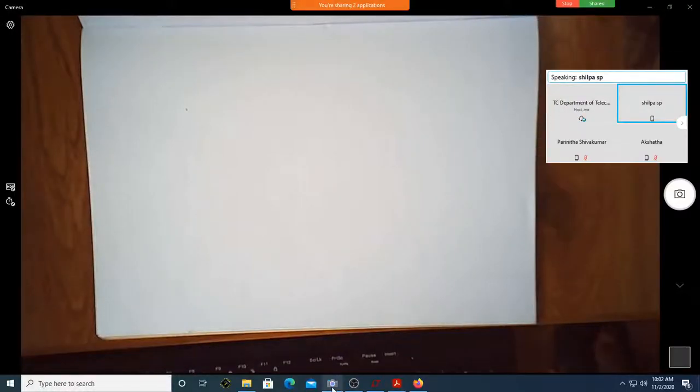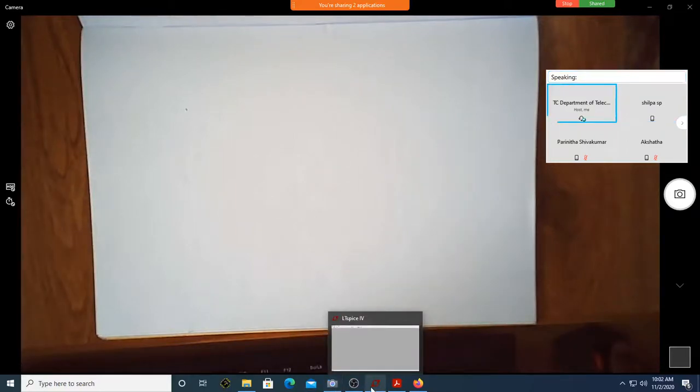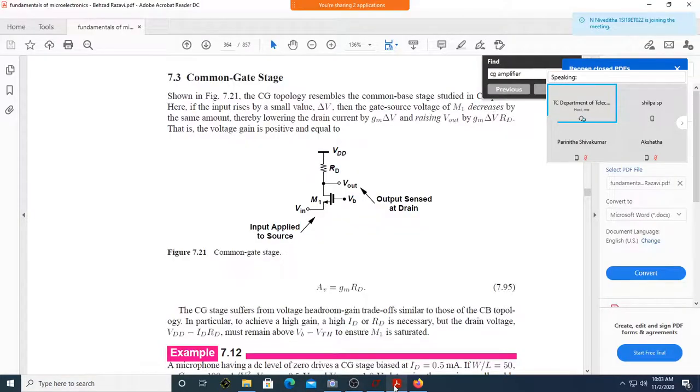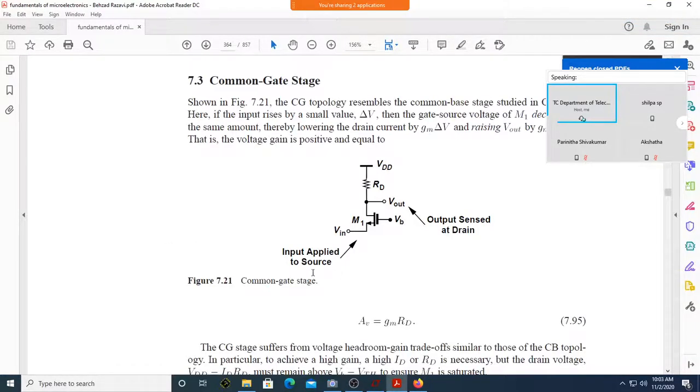Okay, let me also show you the corresponding topics, the material that is there in the textbook, so that you should not feel that I'm just doing something somewhere and you're not getting the material. So let me start by showing it from the PDF itself. This is the textbook that is being shared with all of you. So we are looking at the common gate amplifier.